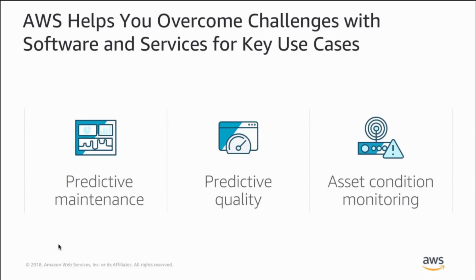And some of the use cases that we see that we're helping our industrial customers overcome are in the realm of predictive maintenance, predictive quality and asset condition monitoring. We'll talk about the first two today. First, just to tell you a little bit about IoT, AWS IoT allows you to build in device authentication and authorization, and this allows you to keep your IoT data and devices protected. That's how we build our services, security as job zero at AWS.